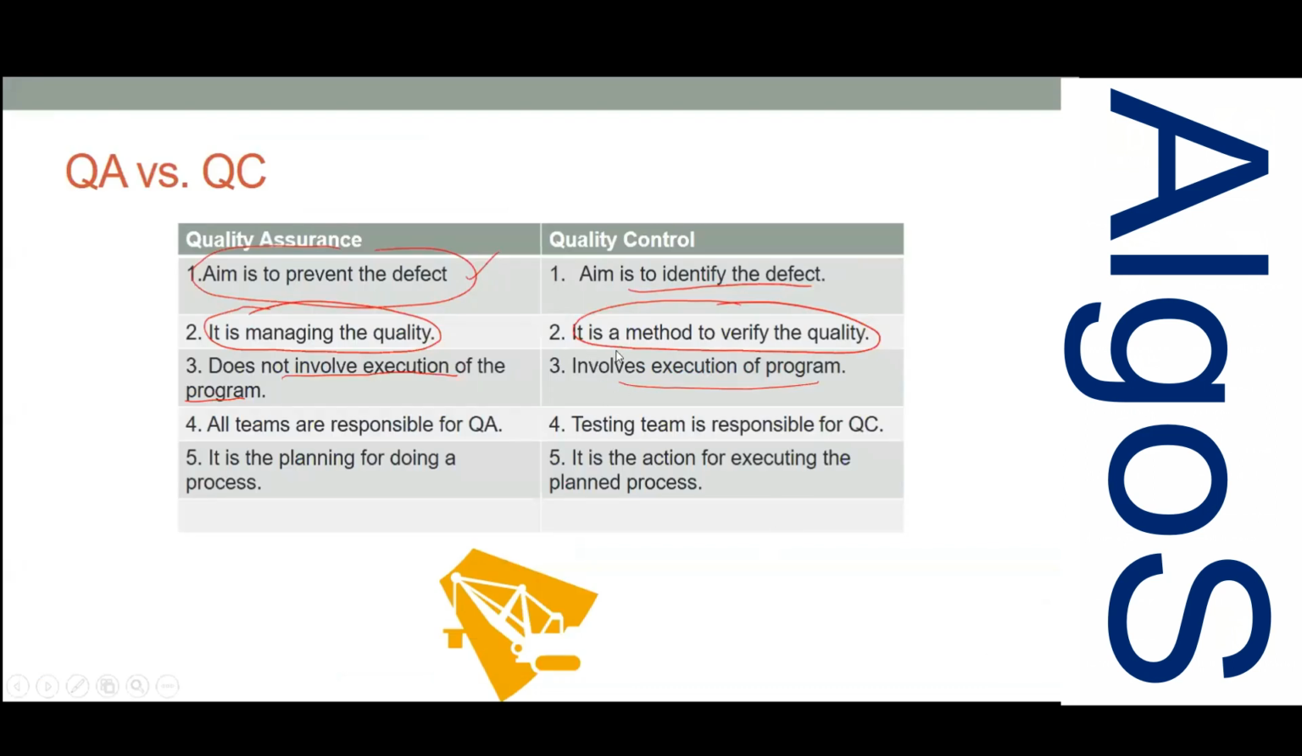So quality control involves execution of the program. That means in reality, checking and working with the software. But quality assurance doesn't talk about execution of the program.